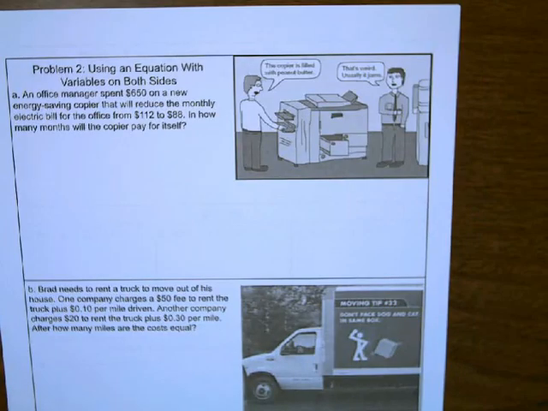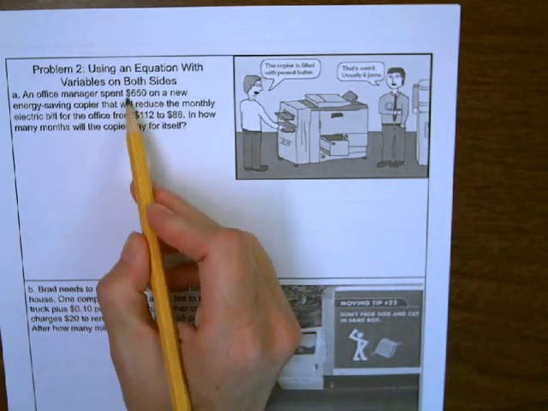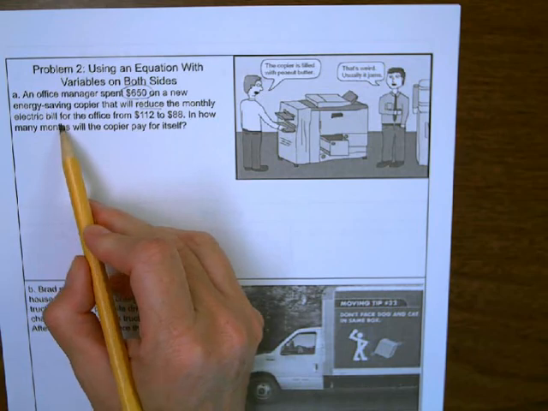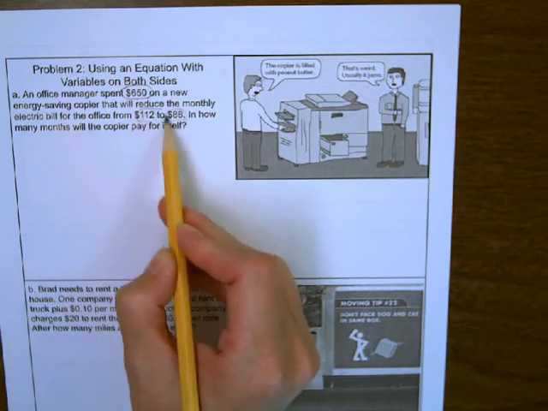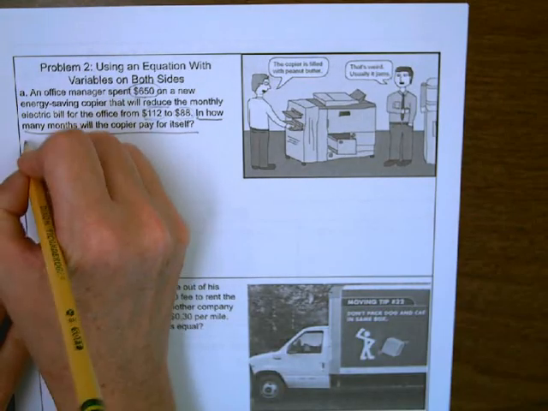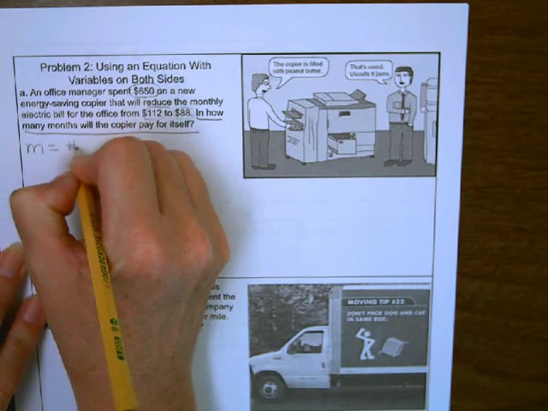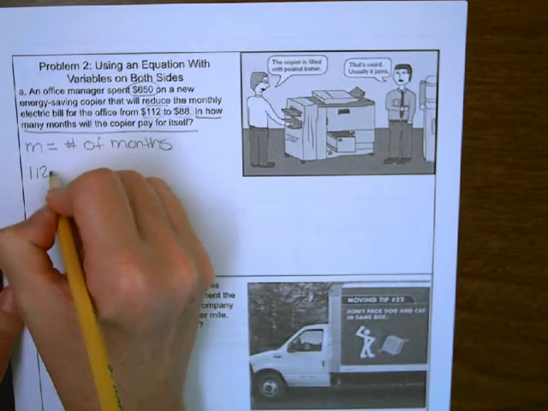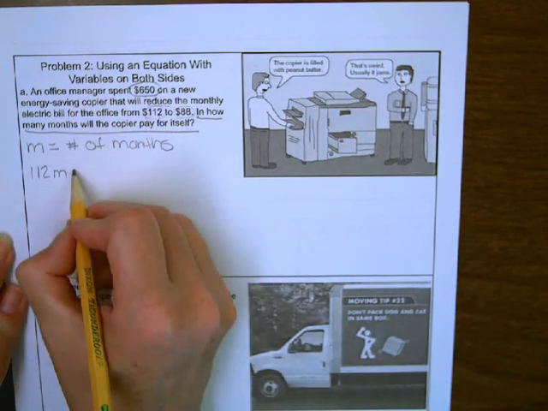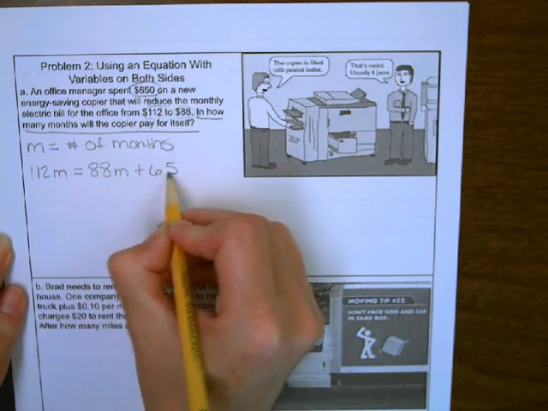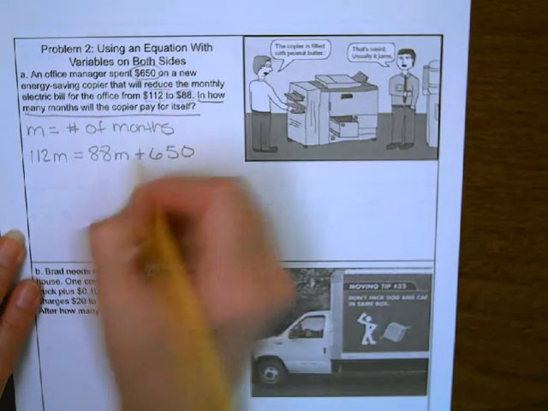All right, now we get some words. An office manager spent $650 on a new energy-saving copier that will reduce the monthly electric bill from $112 down to $88. In how many months will the copier pay for itself? Define a variable. So I'm going to let m equal the number of months. I started off spending $112 a month on my copier, and now it's going to cost me $88 a month, but I had to spend $650 to get there. Here's my variable on each side.